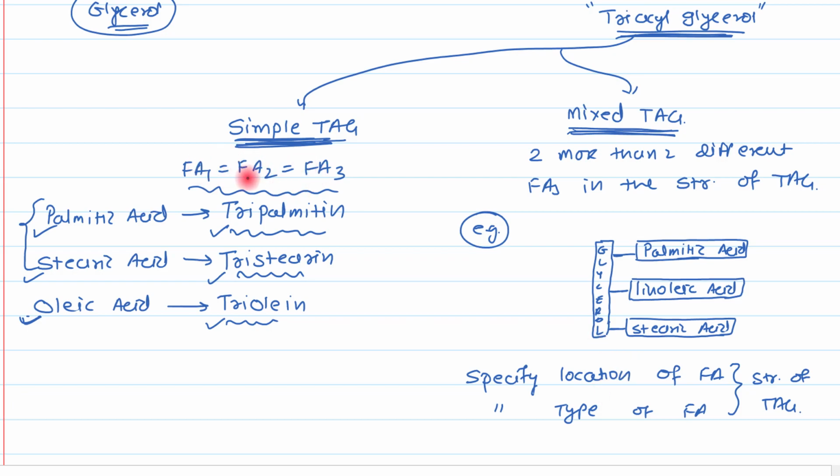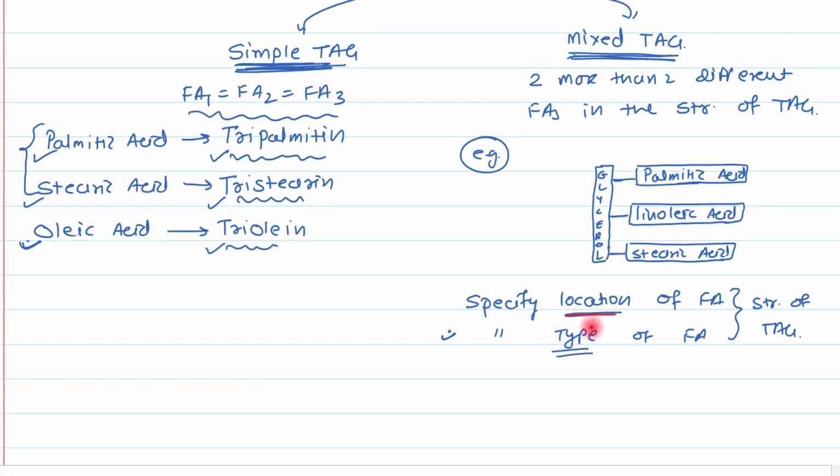Remember, in the case of simple triacylglycerol, we don't have to specify the location of the fatty acid. Why? Because all 3 fatty acids are the same and only 3 locations are there, so we can simply refer to the type of fatty acid. In the case of mixed triacylglycerol we need the type of fatty acid attached and its location. Suppose you have palmitic acid on the third carbon and stearic acid on the first carbon, that will be different from this triacylglycerol, so we have to give it a different name. So how will we identify this triacylglycerol? For that we have to specify the location as well as the type.